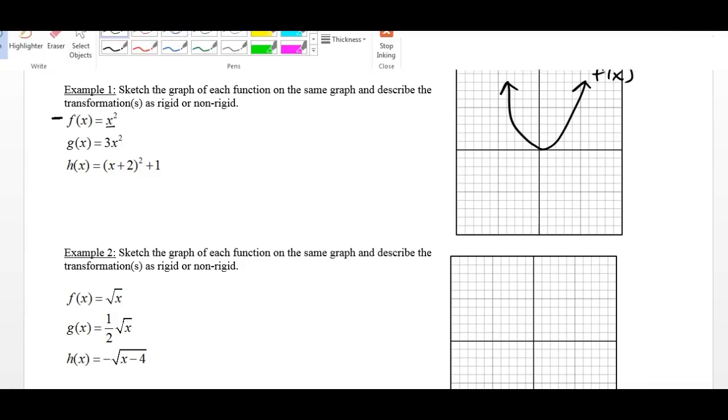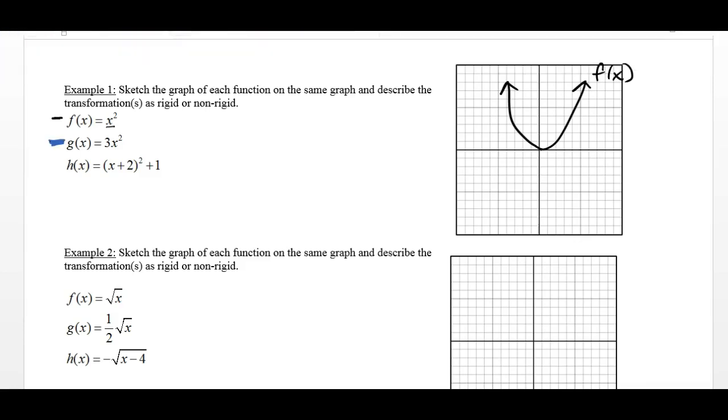Now, g of x, we'll do g of x in blue. All right, so we've got to stop and think, what does that 3 out front do? Well, that 3 out front is a vertical stretch. That c value is greater than 1. If that 3 was a fraction, it would be a shrink, but it's greater than 1, so it's a stretch. So it's going to take my original parent function and stretch it up towards the y-axis. So it's doing this. See how it started at the same place, but it took the 2 arms of the parabola and stretched them up closer to the y-axis. So this is g of x.